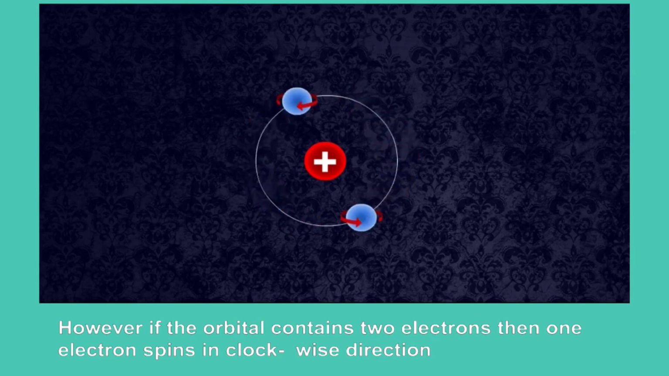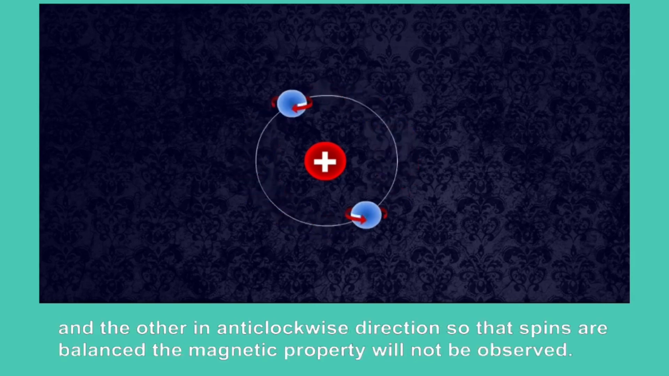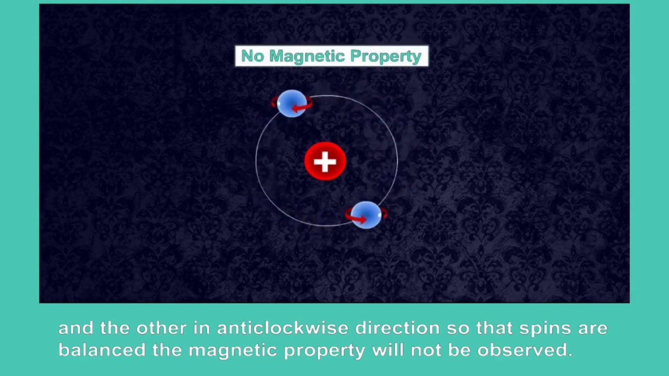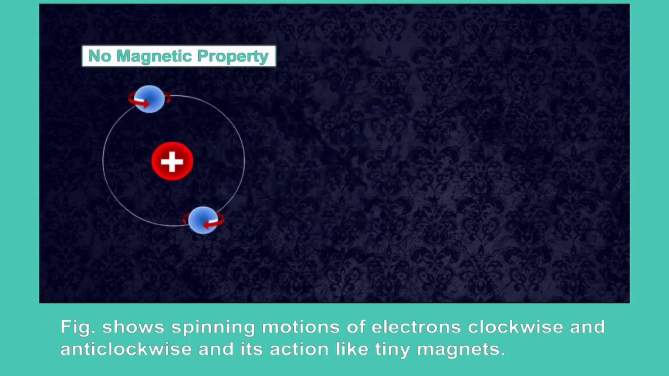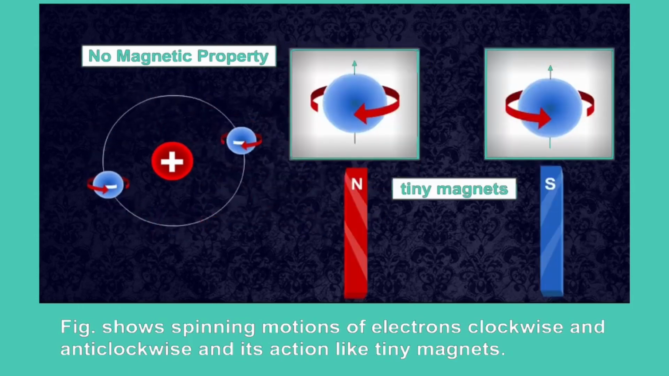However, if the orbital contains 2 electrons, then one electron spins in clockwise direction and the other in anti-clockwise direction, so that spins are balanced and the magnetic property will not be observed. The figure shows spinning motions of electrons clockwise and anti-clockwise and their action like tiny magnets.